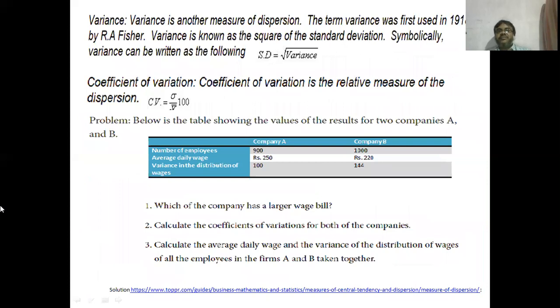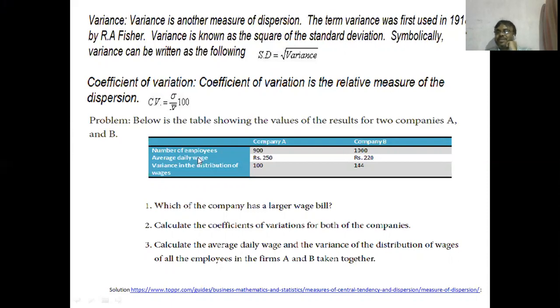And the variance is just what? In a single line, you can say the variance is the square of the standard deviation, which means the standard deviation is the square root of the variance. So this is all about the relationship between the standard deviation and variance. The coefficient of variation is the relative measure of the dispersion, which is also computed in this manner.